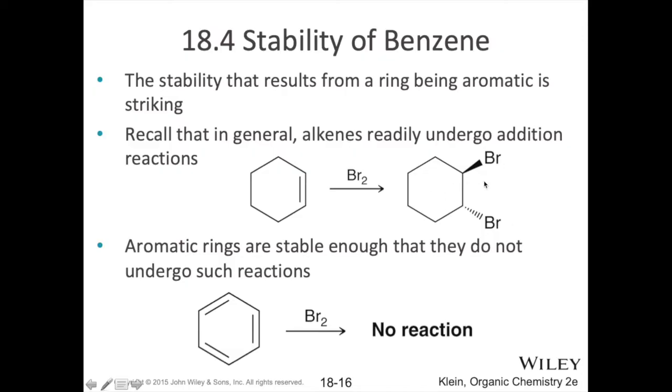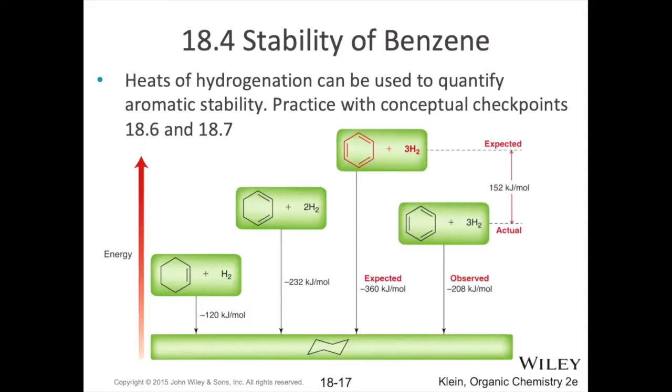Why doesn't that happen? Well, it tells us that the benzene is stable. It is more stable than the addition product that we would make, and so it prefers staying in this stable benzene ring format. It does not want to form the less stable addition product. So what does that tell us? Why is benzene so stable? Where's that stability coming from?